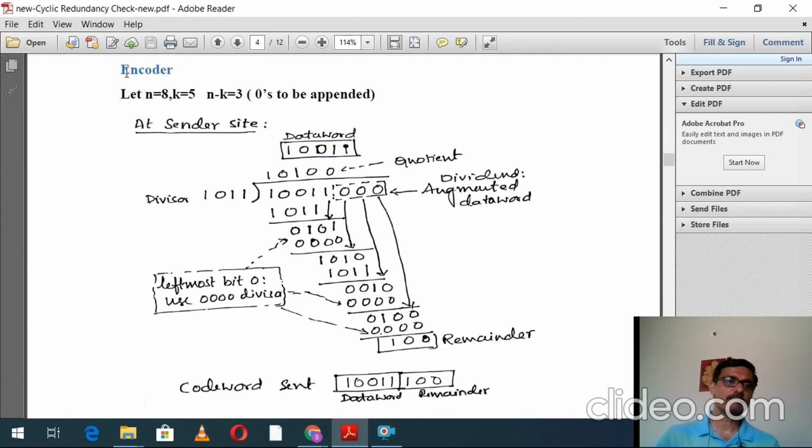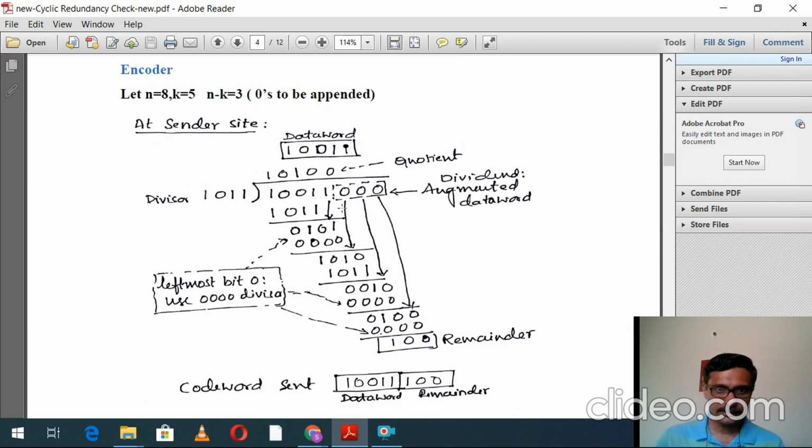Now let us take an example. The encoder. What happens in the encoder? Let n be the number of bits in the code word. It is 8. K equal to 5, that is the number of bits in the data word. So n minus k gives 3, so 3 zeros are to be appended. This is one way of finding the number of zeros to be appended. Or in other words, here we are using a 4-bit divisor, therefore the number of zeros to be appended to the data word is 3.